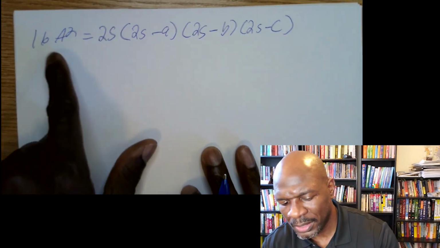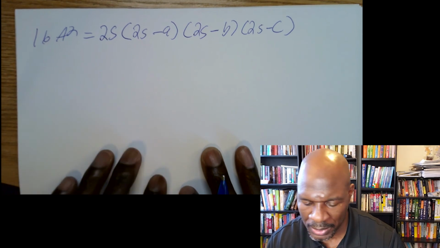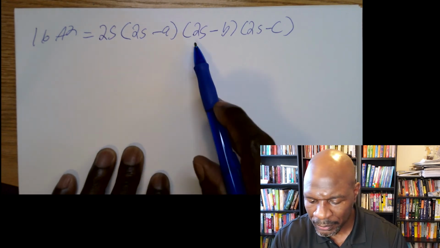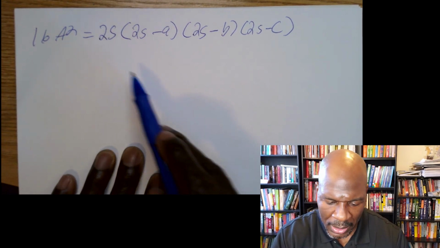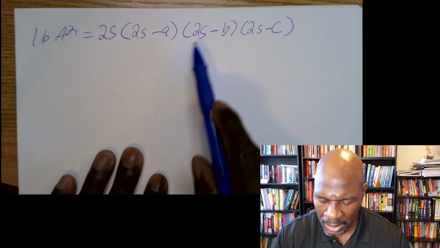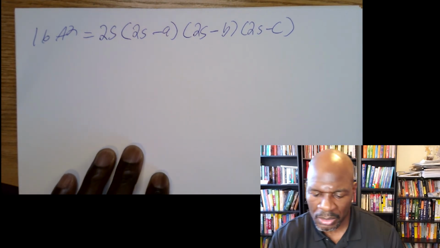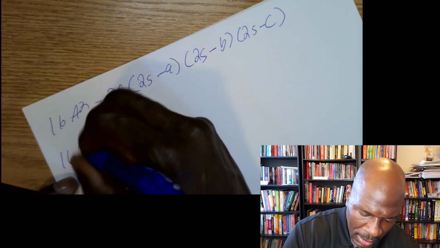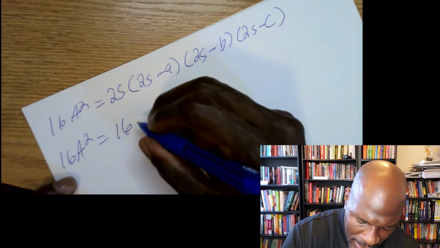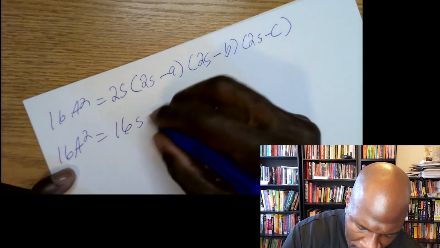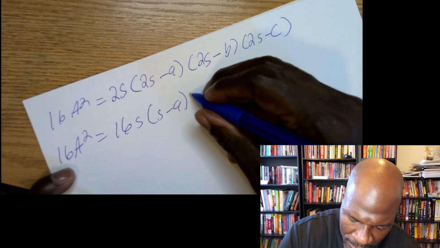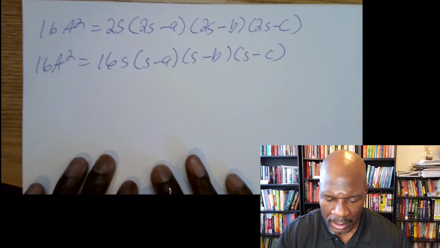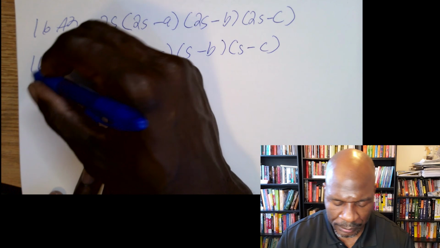Now, again, we still have this 16 here and we still have the a squared, so we have to deal with that. But if you notice, we have 4 terms here and they all have 2s. So we can factor out four 2s, and 2 times 2 is 4, 4 times 2 is 8, and 8 times 2 is 16. So when we factor all of these 2s out, it's going to give us 16. So 16a squared equals 16s, since I'm factoring out all the 2s, times (s minus a) times (s minus b) times (s minus c). And we can divide by 16.